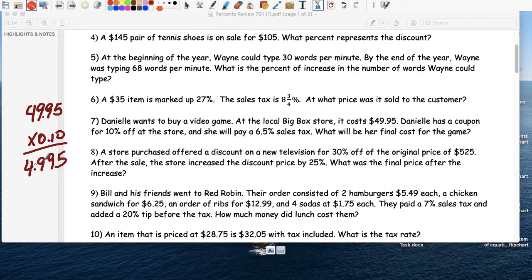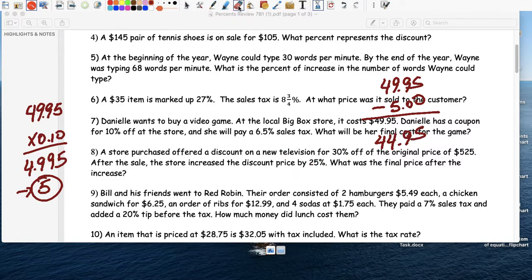The discount is 4.995 actually. So let me write it over here. So here's your game. That rounds up to 5, right? 4.995 rounds to $5. So here's a discount, $5. So let's subtract 5. So now your game is priced at $44.95.